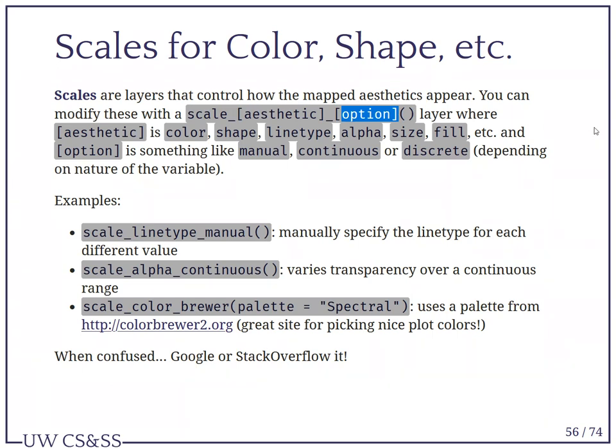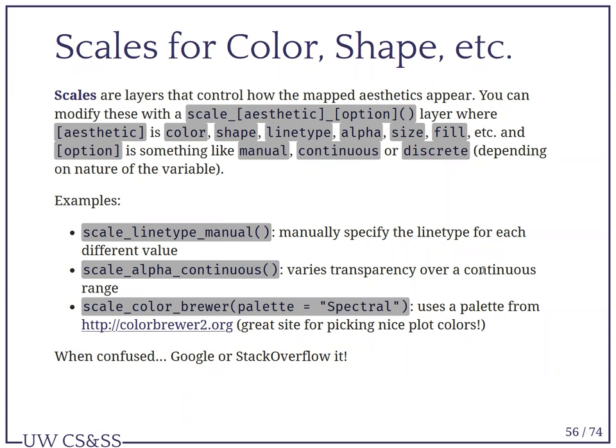This is a layer where the aesthetic, like color, shape, line type, alpha, size, fill, and the option, something like I want to change it manually, or I want to change it for a continuous outcome or discrete outcome, will be how the function is set up. So some examples would be scale line type manual, which would be I want to personally write into this function that each of these lines is going to have a different look. Or scale alpha continuous will say, I want to vary the transparency of all of this data on a continuous scale.